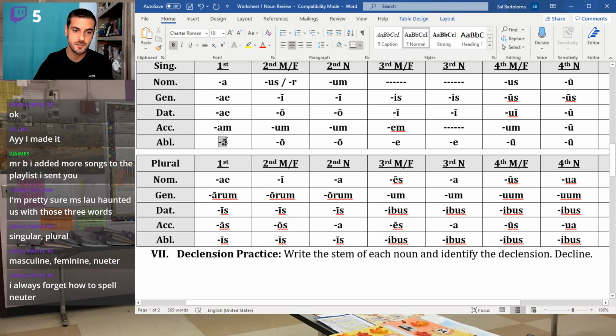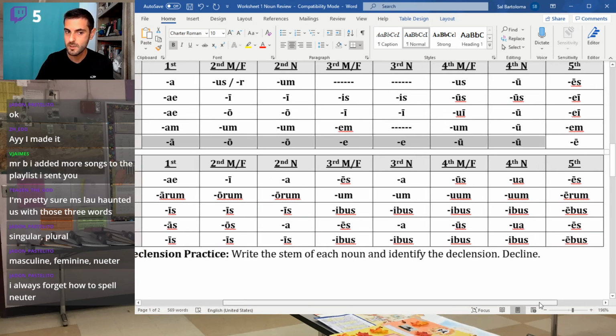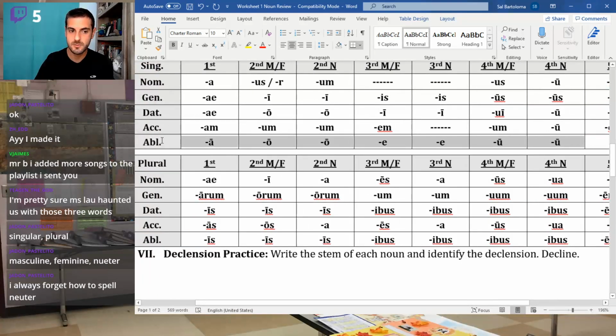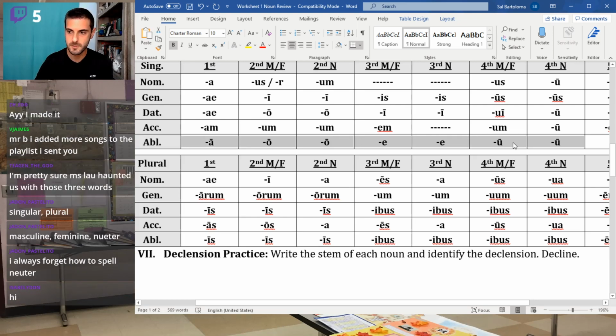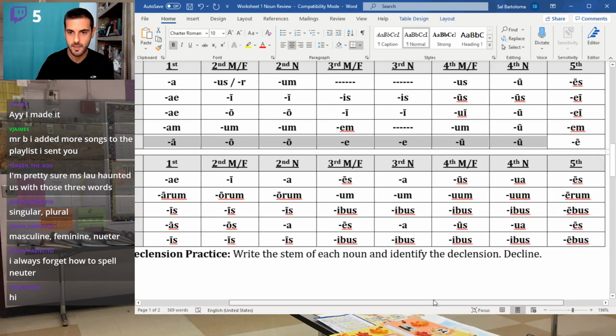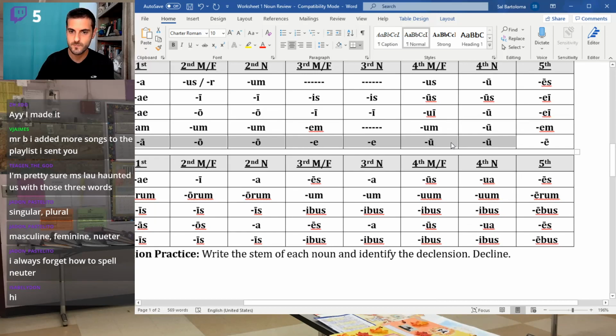So for instance, look at these ablative singular forms. We have an A, an O, an O, an E, an E, an U, an U, and then an E. If you were to describe to somebody what ablative singular looks like, not one particular declension, but in general, how would you describe it? Hey, what's up, Isabel? What does ablative singular look like? A, O, U, E. What's the pattern here?